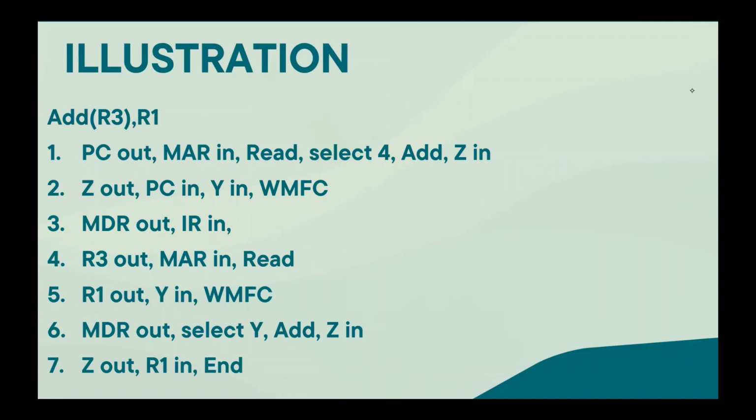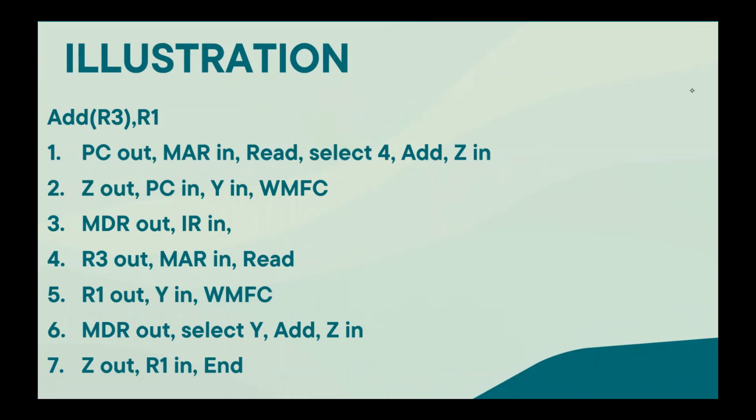After that, in step 5, there is R1 out, Y in, and WMFC. Here the content of R1 is transferred to Y for the addition operation. And now we get the 2 operands, the contents of R3 and R1. In the 6th step, MDR out, Select Y, Add, Z in. In this step, the data from the MDR is put out, and also from Y, and the addition operation is carried out and stored in Z.